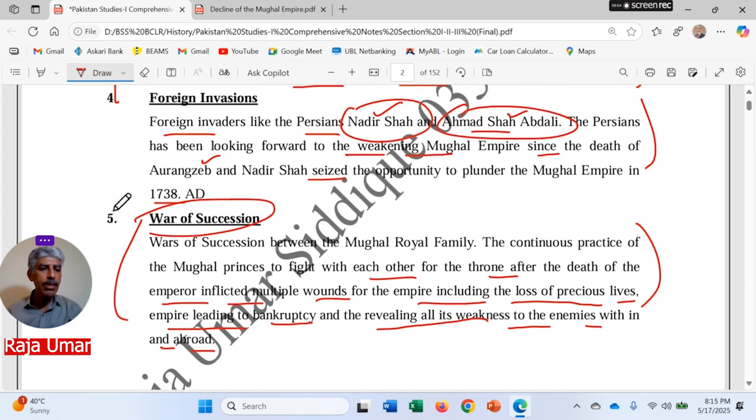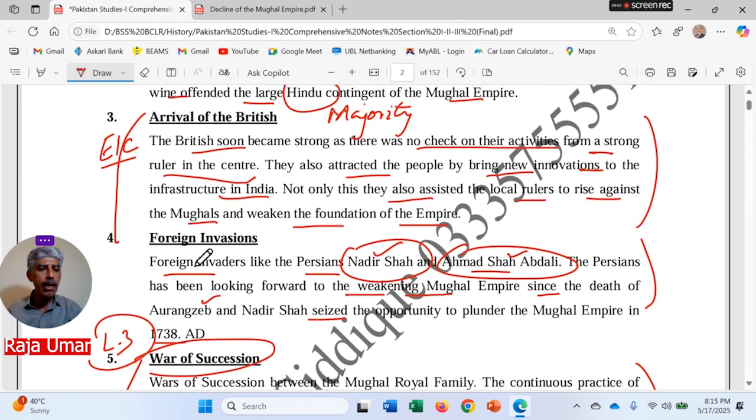Now, what would happen is that this would become level 3 and the remaining all would become level 4. In the same way, if the question is like, do you think that the foreign invasions were the major cause of the decline of the Mughal Empire? This would become level 3 and the remaining would become level 4, right? So in this way, you will attempt.